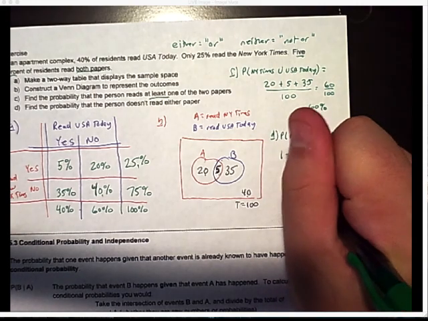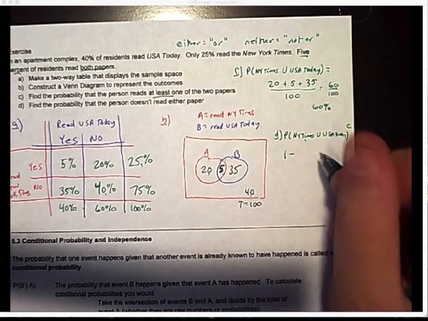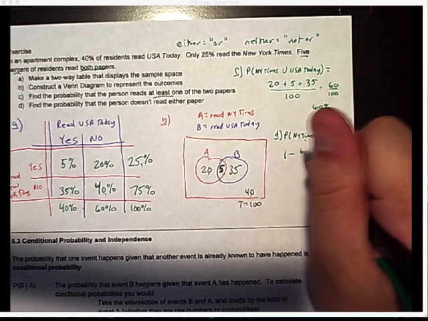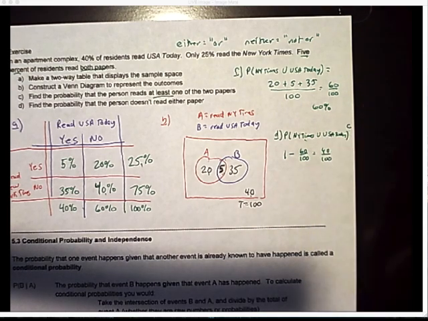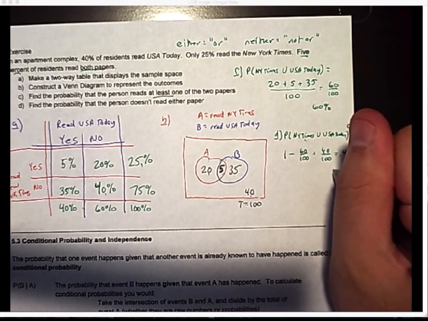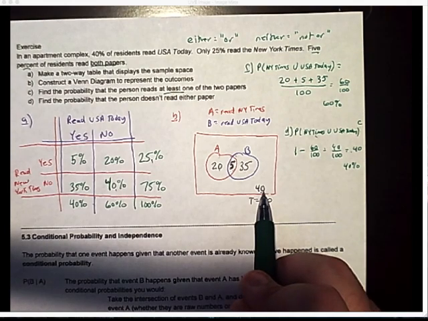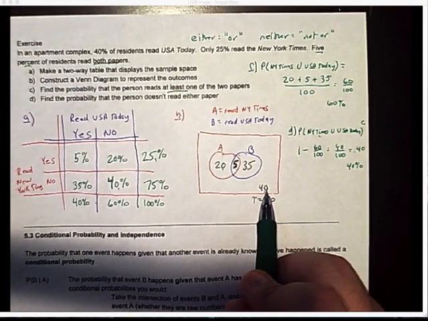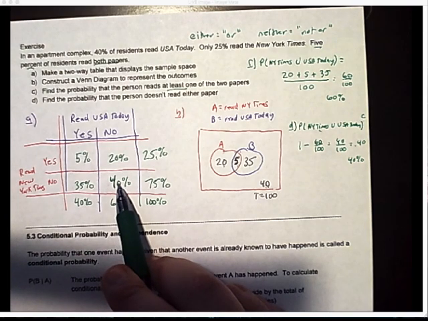So here, all you would have to do is 1 minus what we just found. 1 minus 60 out of 100, which would be 40 out of 100. Okay. Or 0.40 or 40%. Or you could just look in here. There's 40 people that do neither. Or you can do here, no, no. There's 40% that do neither.